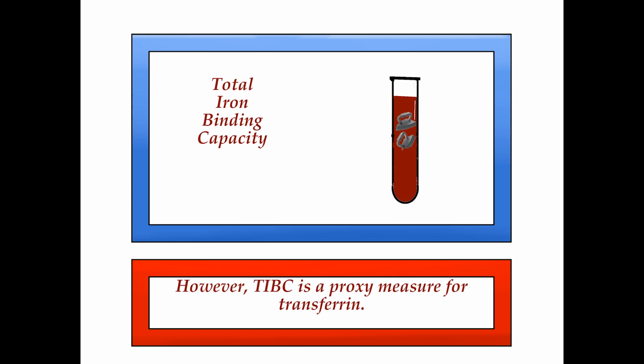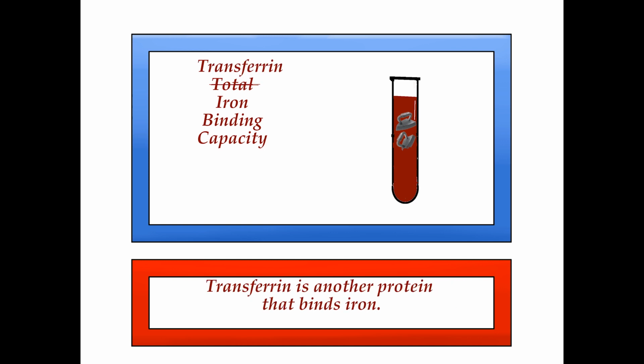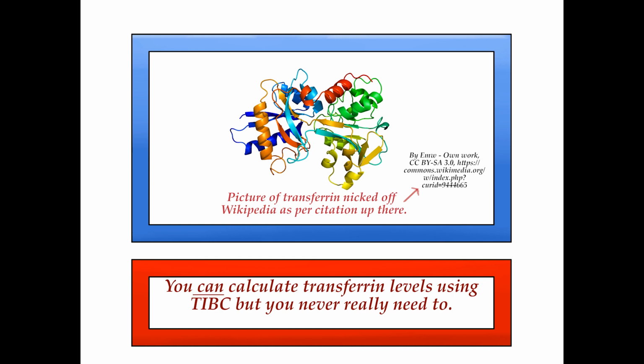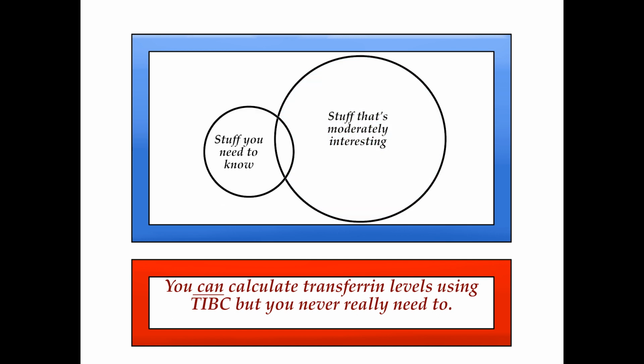But it's actually a proxy measure for transferrin. Transferrin is another protein that binds iron. I'm not going to try drawing it because it looks like someone fired a party popper at your face. But measuring TIBC is cheaper than measuring transferrin. You can calculate transferrin levels from TIBC, but I'm not going to tell you how because I've never had to do it, so I don't see the point.